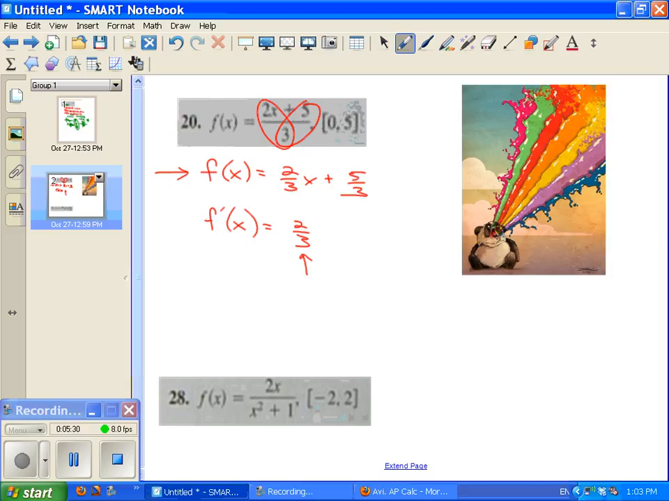So that means where will my absolute maximum and minimum be? At the endpoints. So basically, we just have to plug these guys in. So f of 0 is going to be 5/3, so I'll have the point (0, 5/3). And then when I plug 5 in there, I'm going to get 15/3, which is 5. So f of 5 is 5, so I get the point (5, 5). This is the max. This is the min.